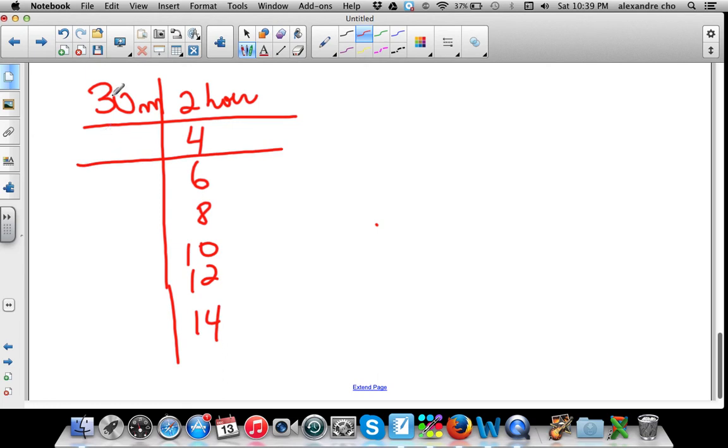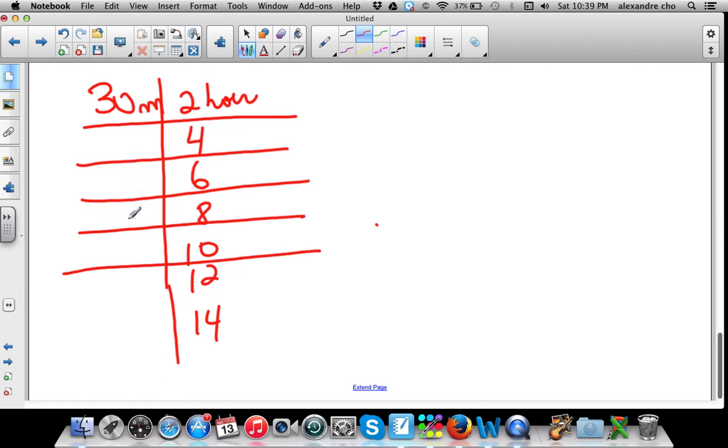And same thing on the left side, you go 60. You skip count by 30s. 30, 60, 90, 120, 150, 180, 210. And there's your answer right here.